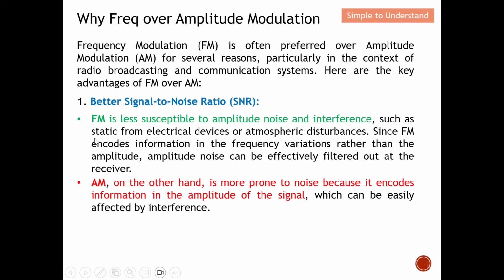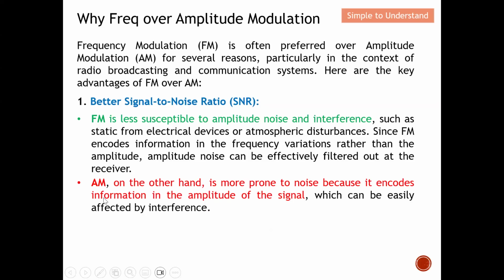This is the key reason why FM actually dominates over AM. It's because of the better signal to noise ratio, which means that the FM signal is less subject to interference.